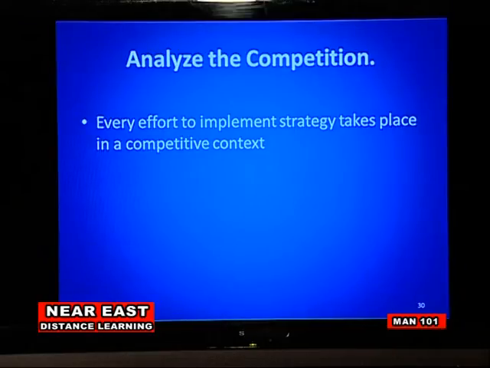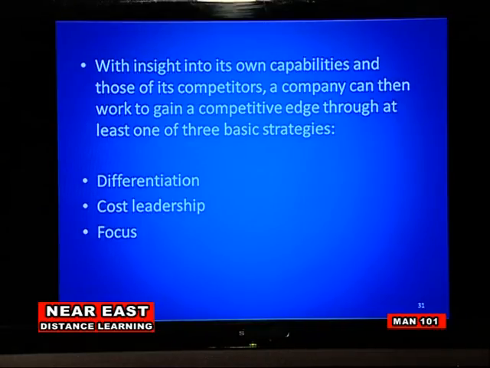Now we come to analyze the competition. Every effort to implement strategy takes place in a competitive context. With insight into its own capabilities and those of its competitors, a company can then work to gain a competitive edge through at least one of three basic strategies: differentiation, cost leadership, and focus.